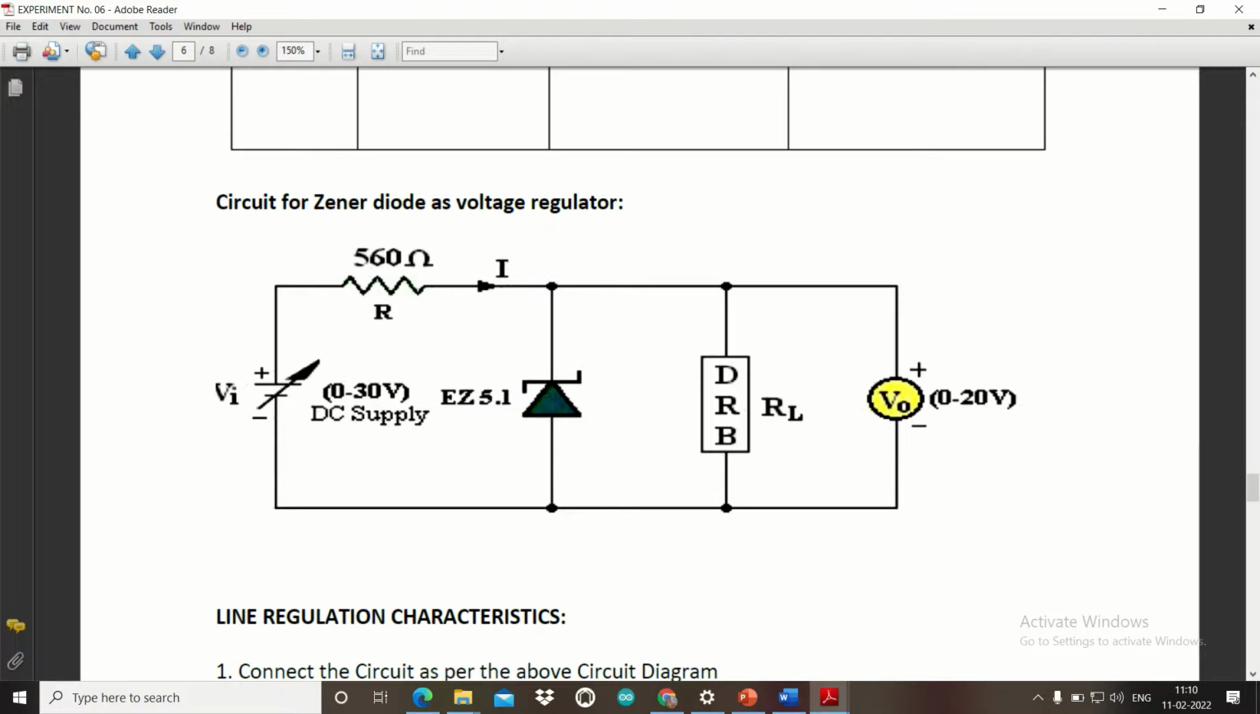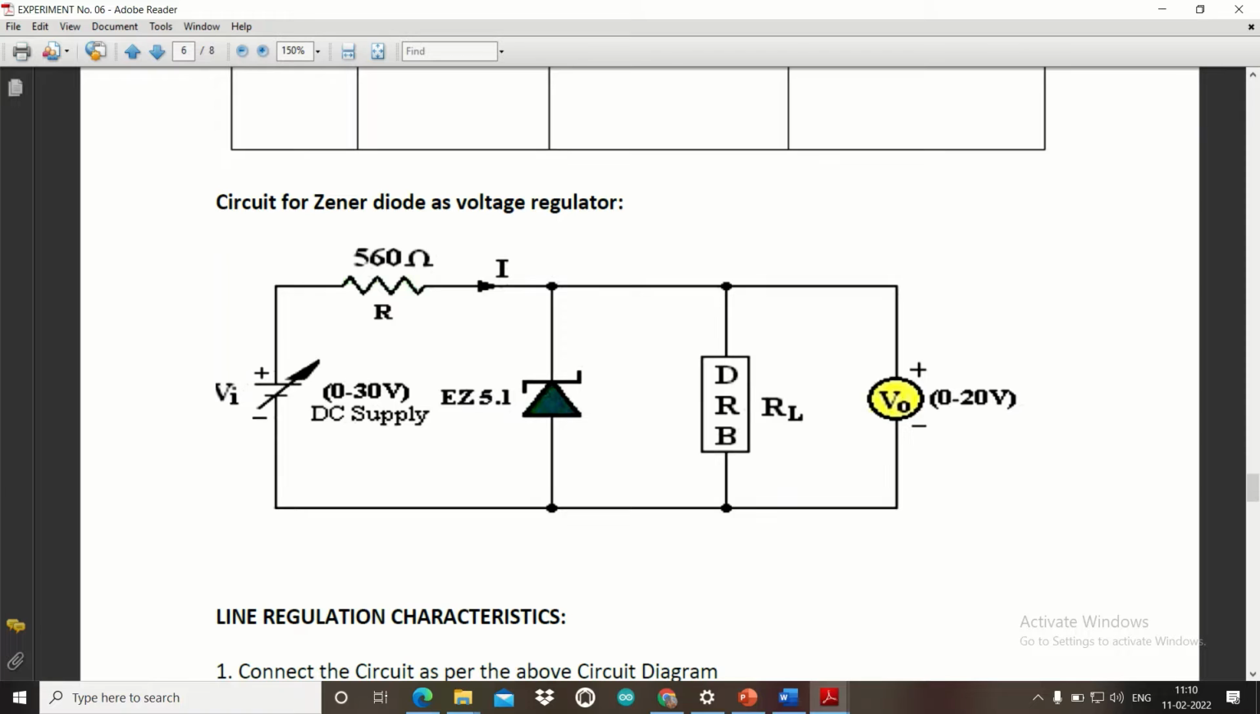What is the basic operation of a voltage regulator? A voltage regulator has to work in such a manner that even if there is a change in the input supply, the output voltage should remain constant, or if there is a change in the load, the output should remain constant. This is the very basic operation of a voltage regulator circuit.